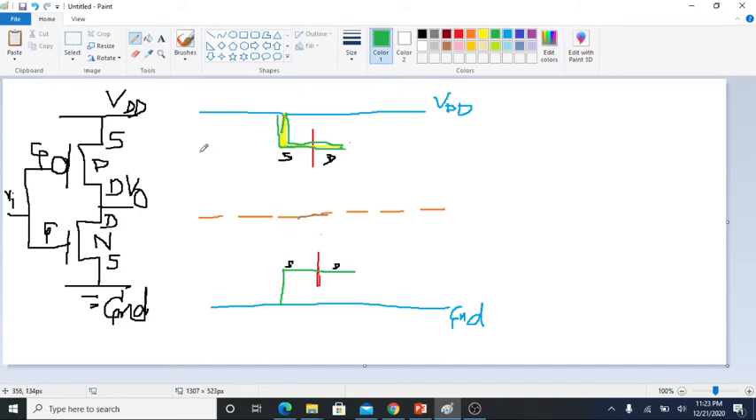A stick diagram should be in the form of sticks, but in order to show the overlapping region and the outlining of green color properly, I have made it a little bit broader. But ideally, when I show you, you will observe the stick diagram is all in the form of sticks, that is, straight lines. And here you have seen the drains are connected together.